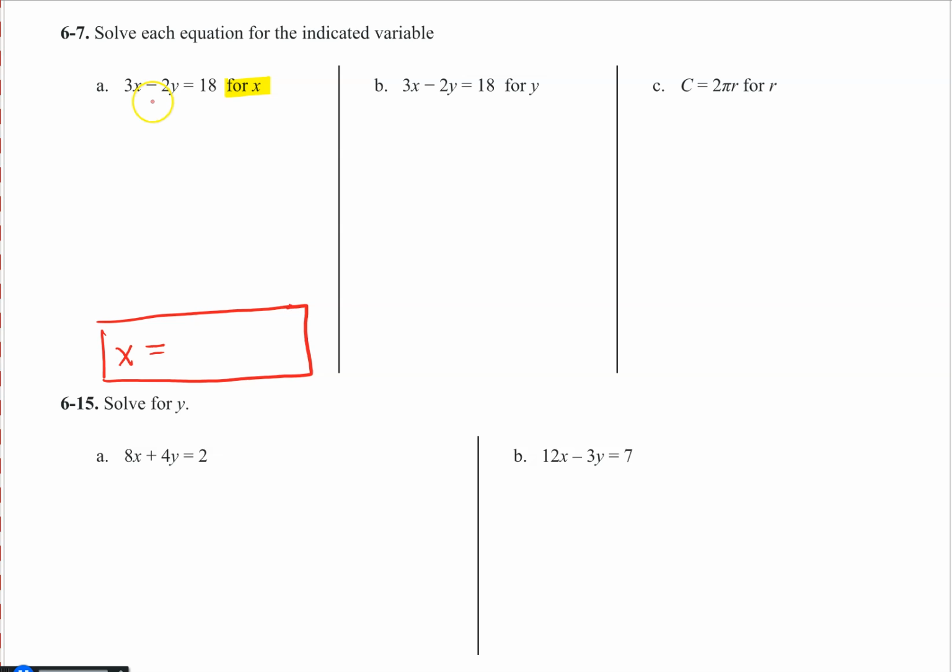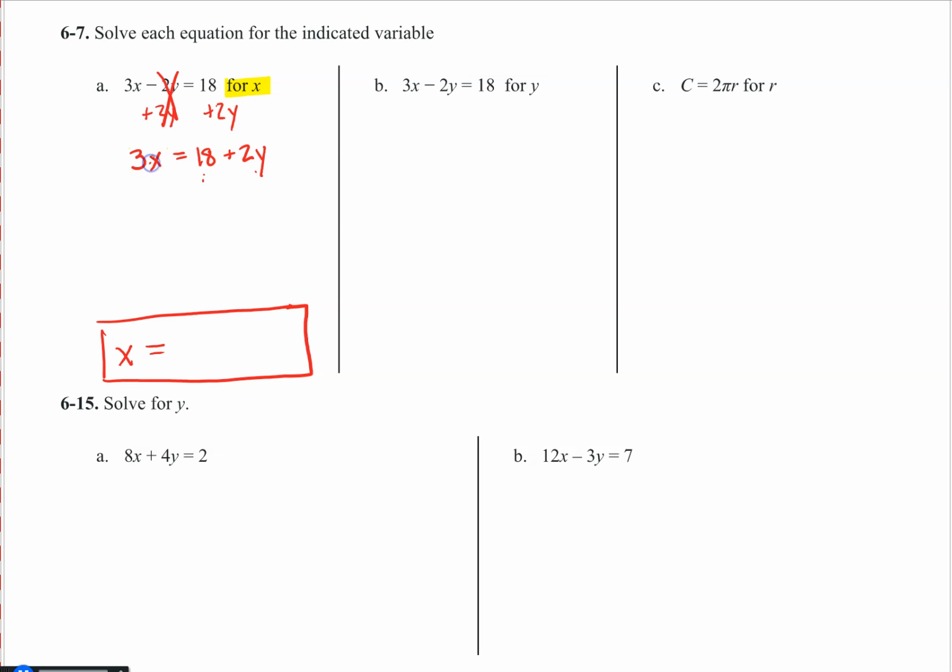Step 1, get rid of the 2y. I'm going to add 2y to each side. That's going to make a zero pair. Negative 2y plus 2y is 0. 18 plus 2y is just 18 plus 2y. Write them side by side.